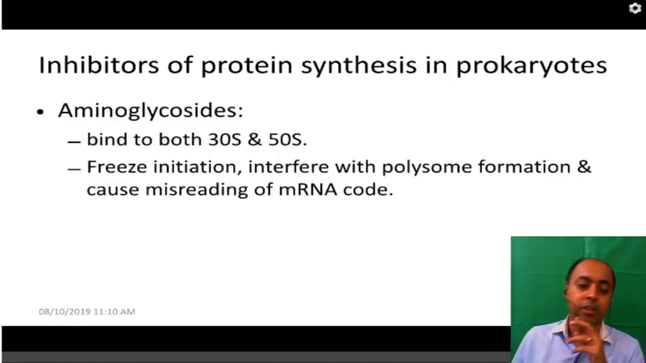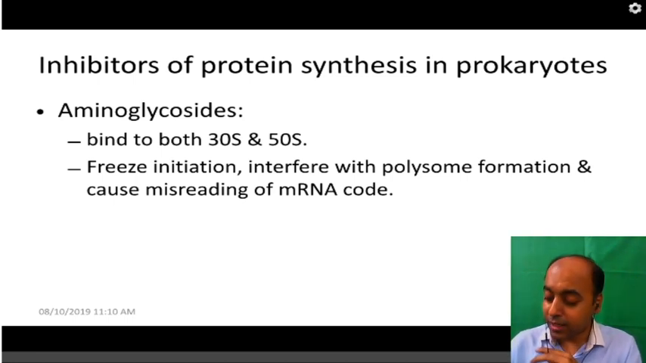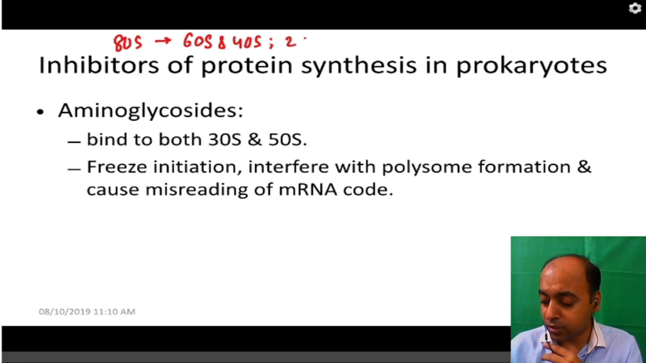Moving on to antibiotics. Inhibitors of protein synthesis in prokaryotes are the antibiotics. One very important point to note: when I say eukaryotes, in eukaryotes we have the 80S ribosome, which splits into 60S and 40S, and the peptide transferase is the 28S ribosomal RNA. When I say prokaryotes, immediately the story changes.